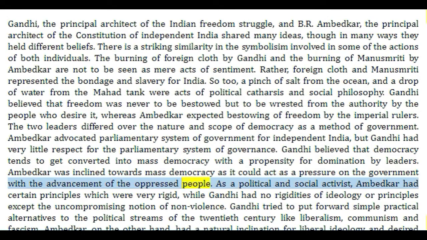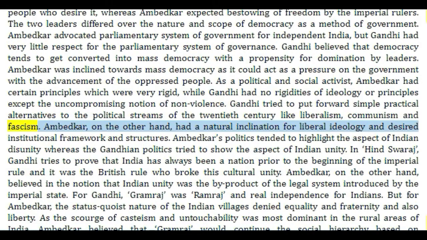As a political and social activist, Ambedkar had certain principles which were very rigid, while Gandhi had no rigidities of ideology or principles except the uncompromising notion of non-violence. Gandhi tried to put forward simple practical alternatives to the political streams of the 20th century like liberalism, communism and fascism. Ambedkar, on the other hand, had a natural inclination for liberal ideology and desired institutional framework and structures.